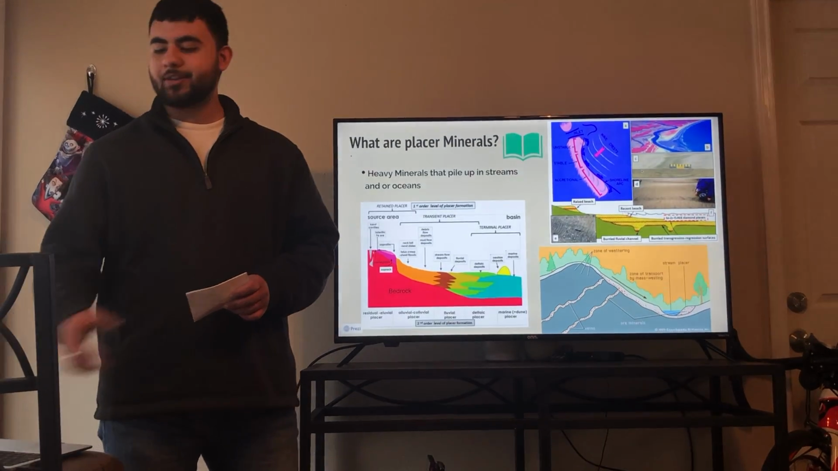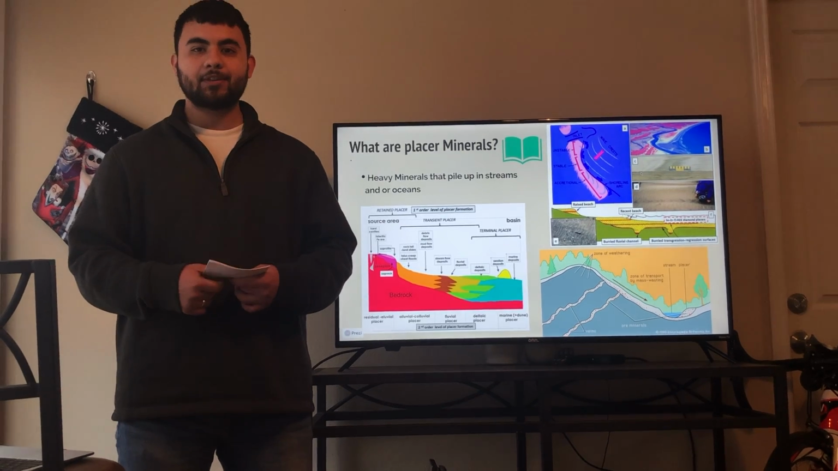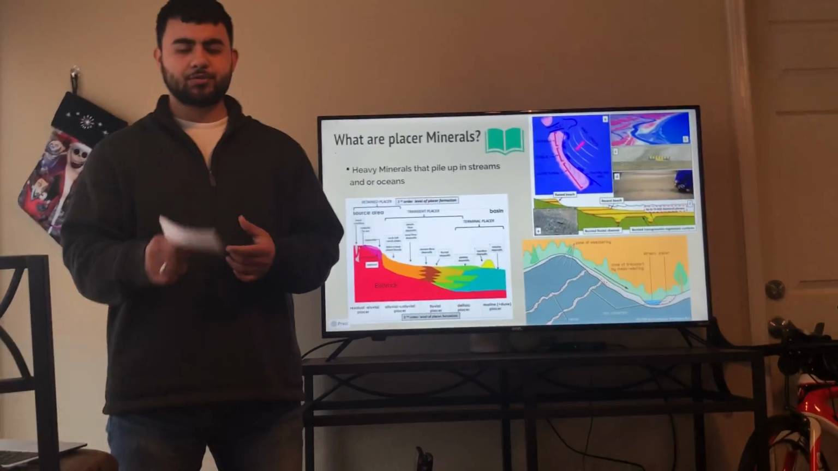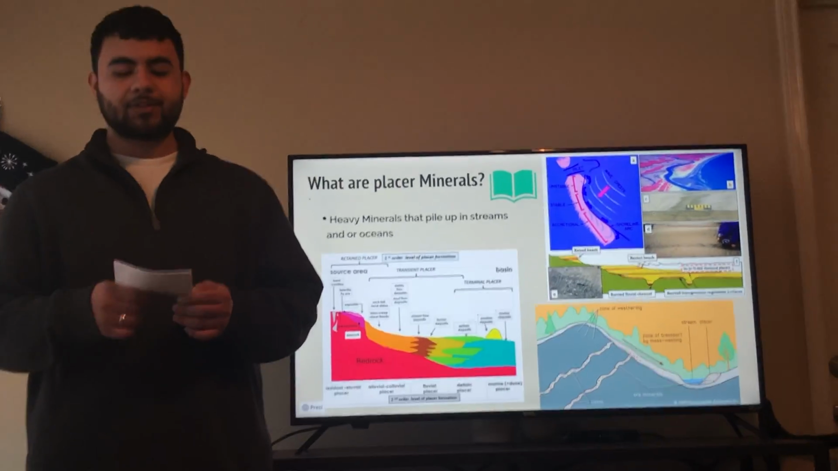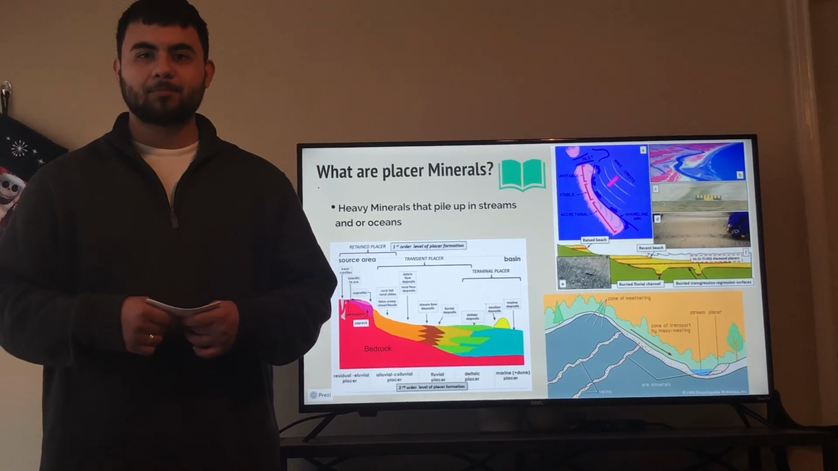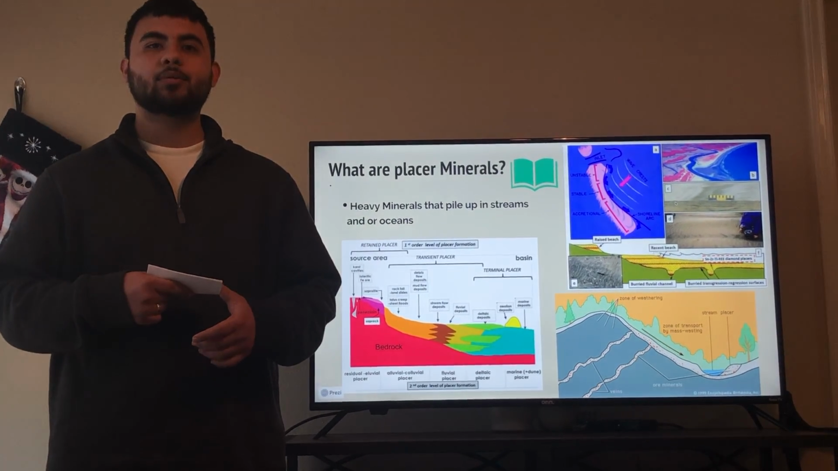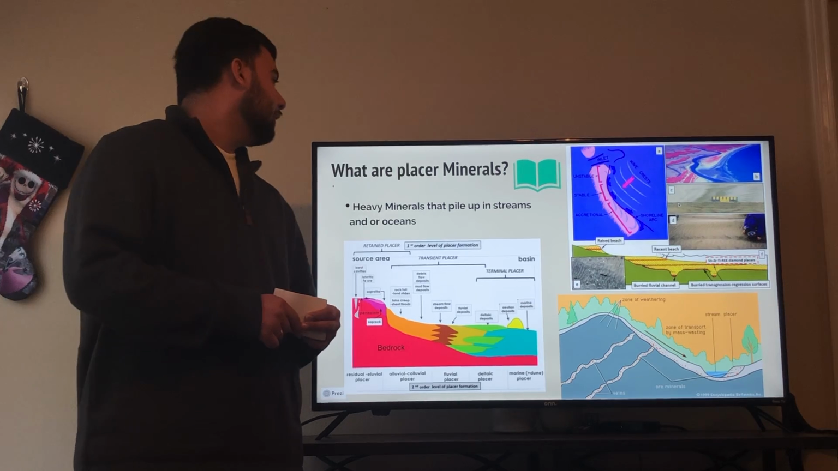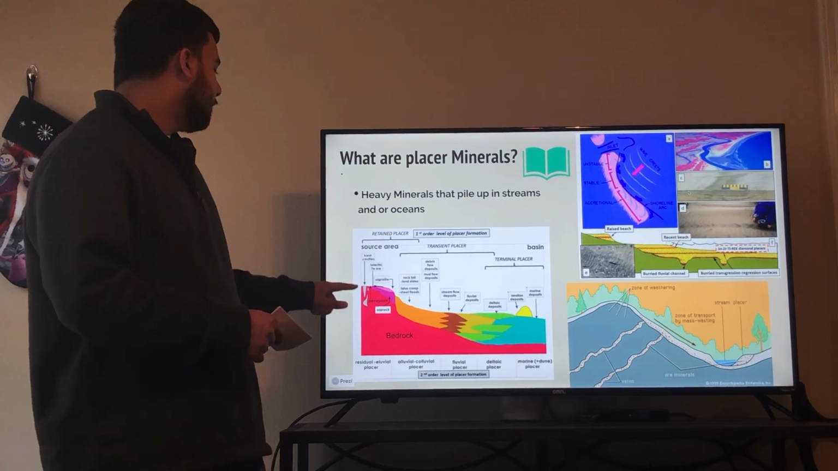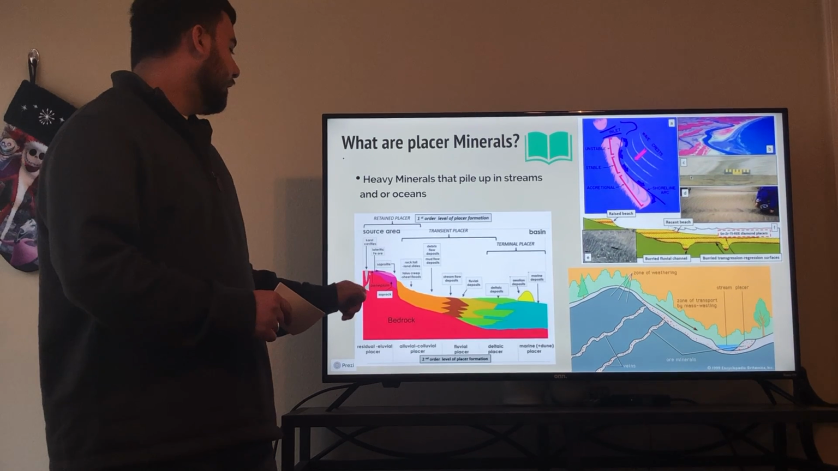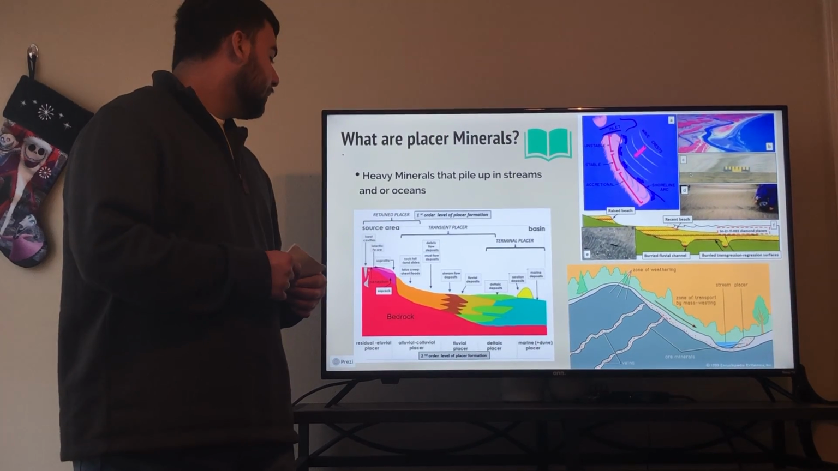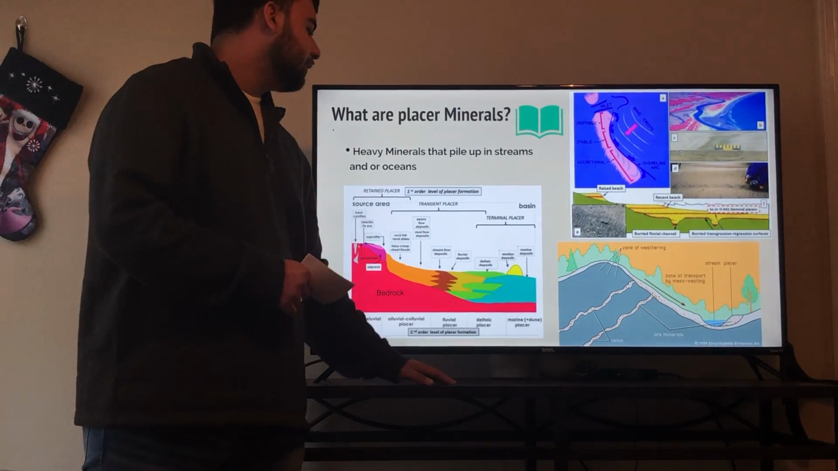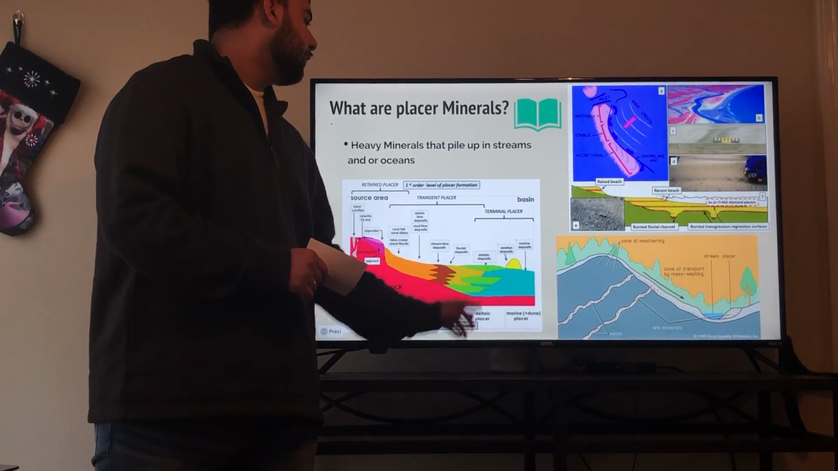So the first question that we're going to be discussing is, what are placer minerals? These are essentially minerals that pile or stack up in places such as streams, oceans, sand dunes, and mountains, essentially anywhere that has any downhill water or wind. And so these are different types of placer mineral deposits. Here we have a high area that is rich in minerals, and going downhill we have more minerals going down. That's called transient placer. And a place where it's flat and everything subsides is called a terminal placer.